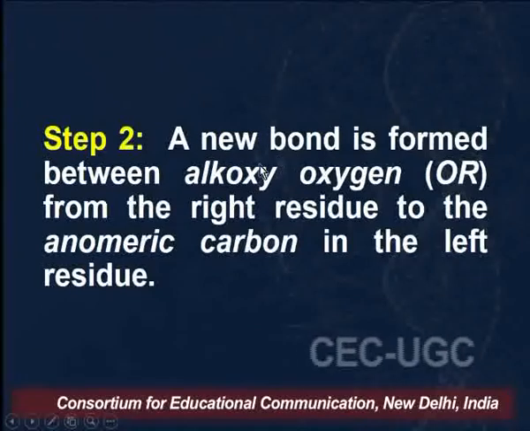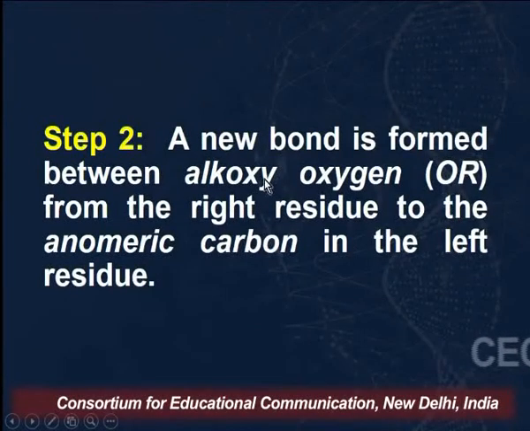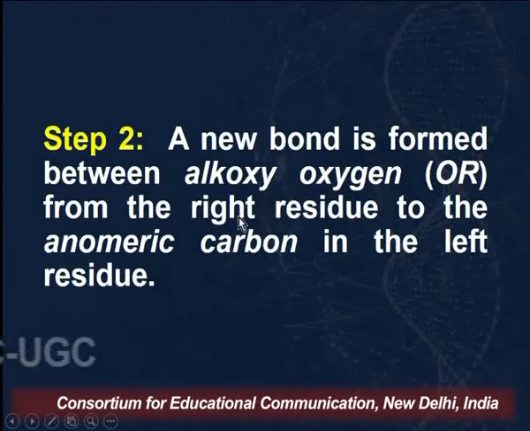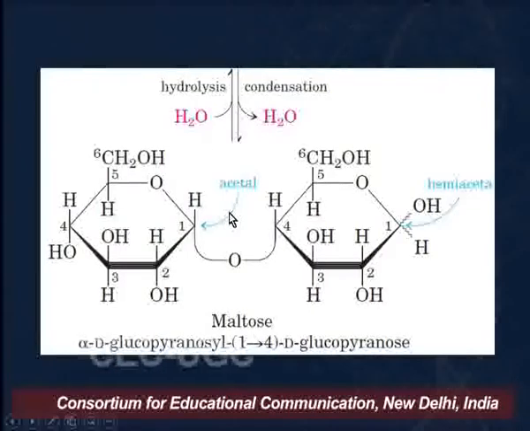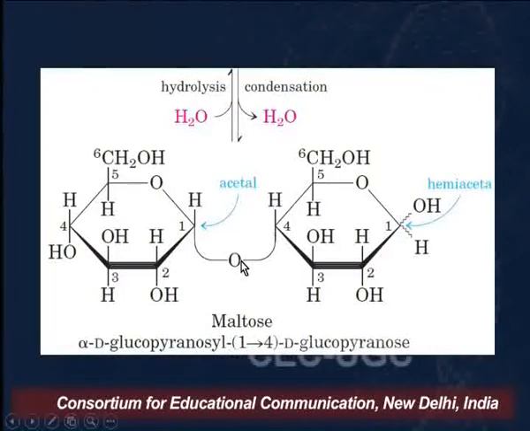So a new bond is formed between the alkoxy oxygen from the right residue to the anomeric carbon in the left residue. So what you have to remember is that this alkoxy oxygen, or the ether bond that we are seeing here, is from the oxygen which is on the fourth carbon of the second residue. And what we find here is that we've got an acetal linkage here. So what is an acetal linkage? And this is a hemiacetal linkage.